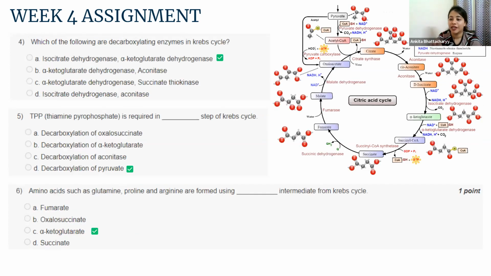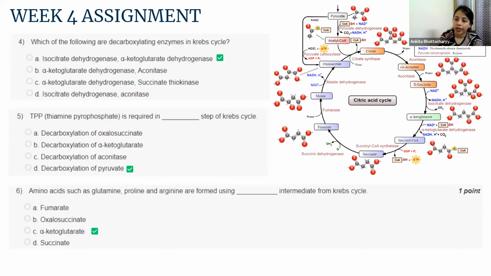Okay, don't get intimidated by the figure, but this is another representation of the Krebs cycle, or the citric acid cycle. It's very detailed, but it's just another representation to familiarize people with. The question that was asked was which of the following are decarboxylating enzymes in the Krebs cycle. For this, you simply need to remember the Krebs cycle, which is a challenge, but it's very doable.